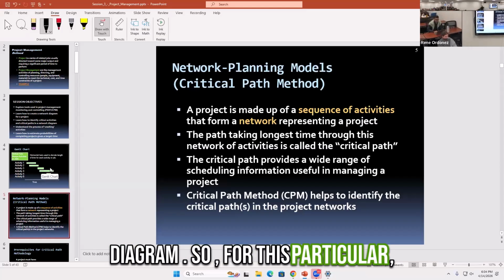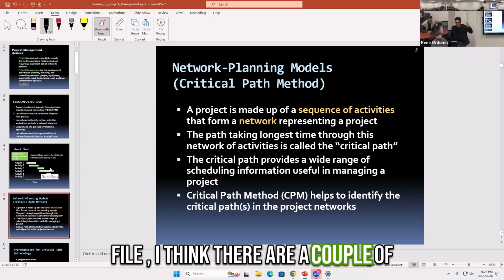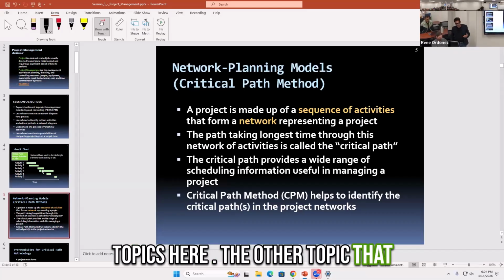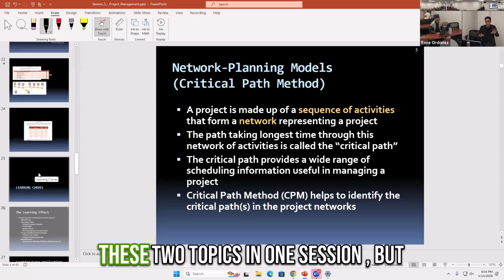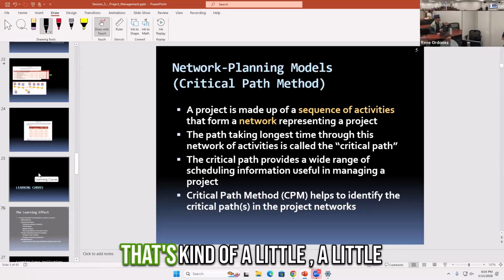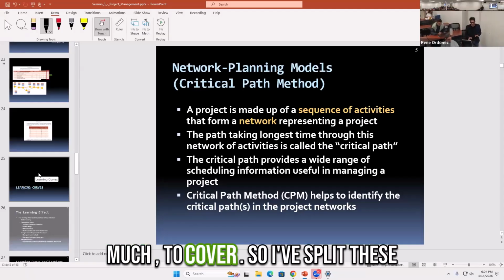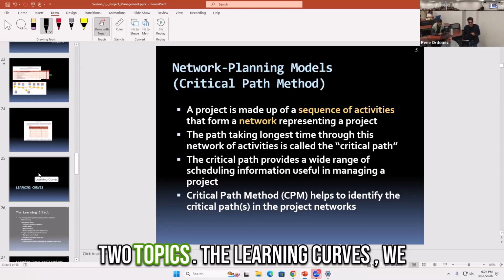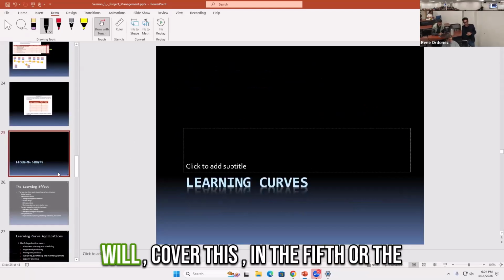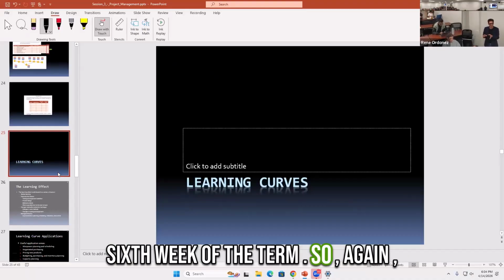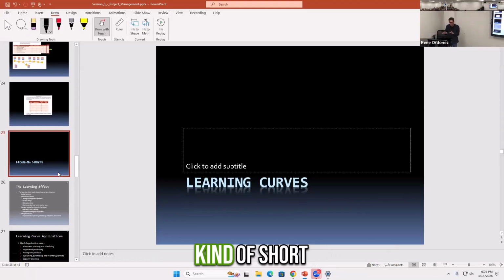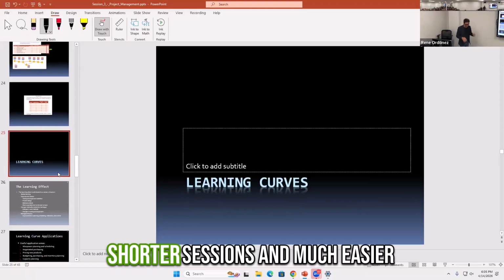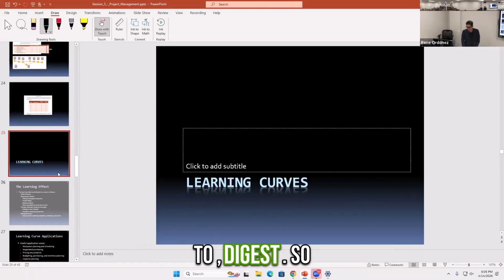So for this particular file, there are a couple of topics. The other topic that you will see if we scroll down is on learning curves. I used to cover these two topics in one session, but that's a little much to cover, so I've split these two topics. The learning curves we will cover in the 5th or 6th week of the term. Because I've broken these into two sessions, they're shorter sessions and much easier to digest.